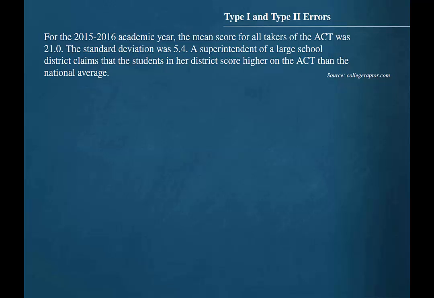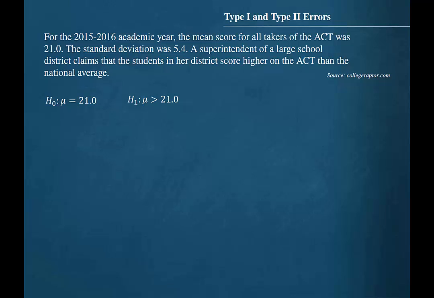the national average. Recall that the null hypothesis states that there is no difference between a population parameter and a specific value. In this case, that would be the population mean for all students in this school district and the mean score for all takers of the ACT, 21.0.